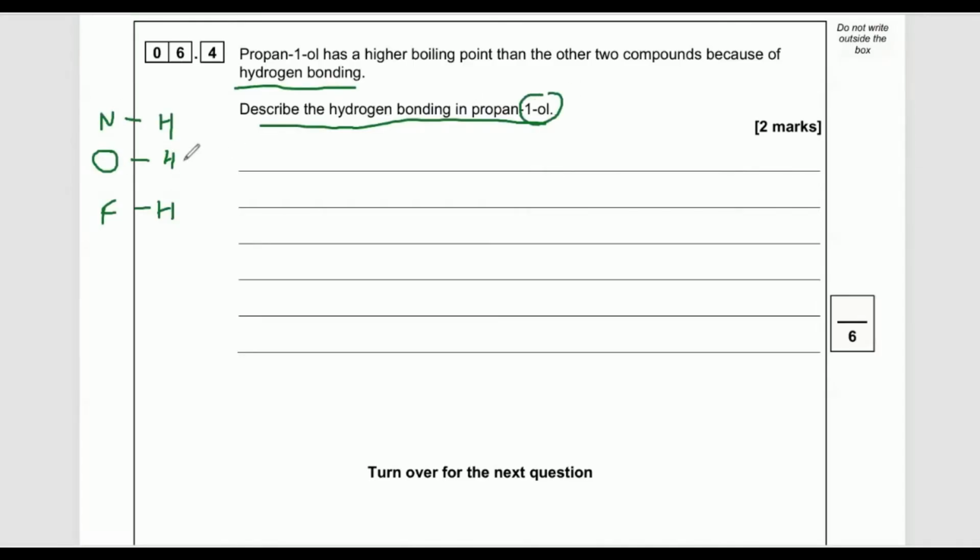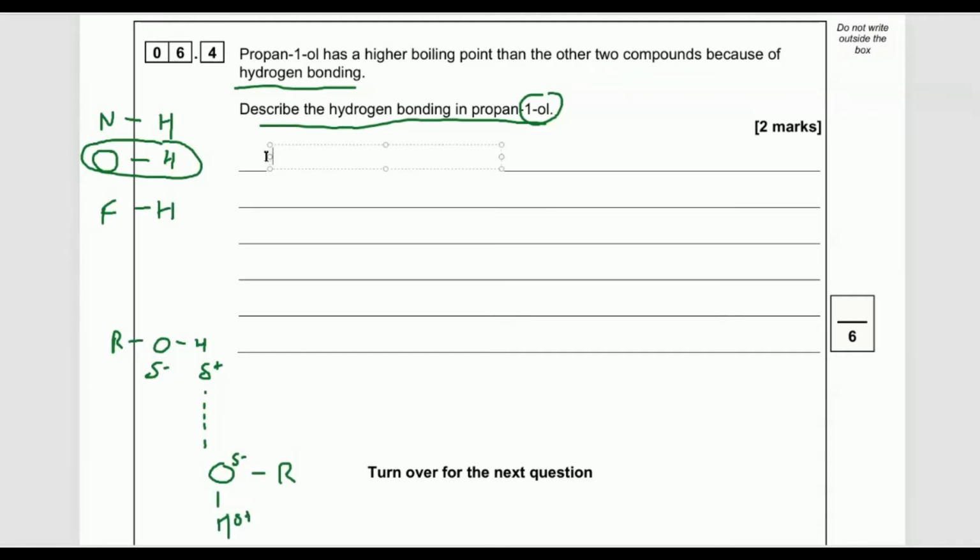So you can have hydrogen bonding if you contain a hydrogen atom which is bonded to either oxygen, fluorine, or nitrogen. Hydrogen to fluorine hydrogen bonding is the strongest, then hydrogen to oxygen, then hydrogen to nitrogen, like you find in amino acids or proteins. Okay, well, propan-1-ol contains the OH bond, and you just need to describe what a hydrogen bond is here.